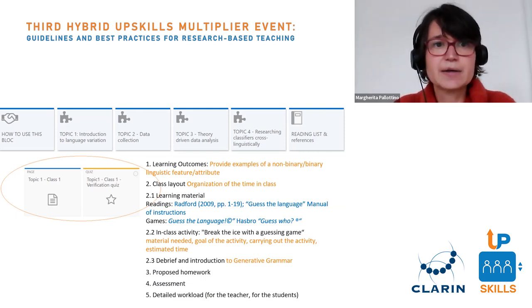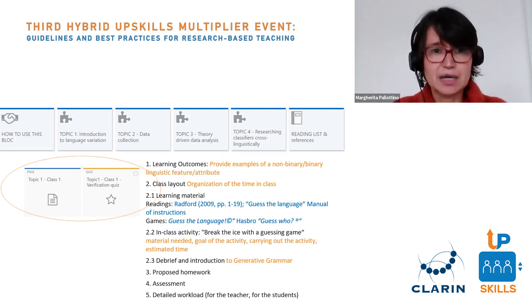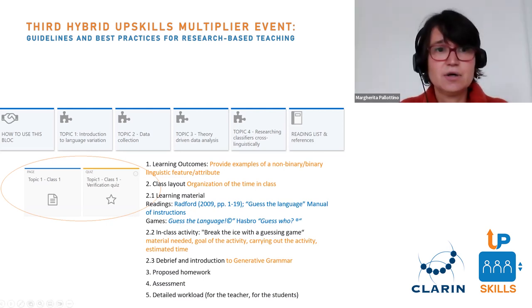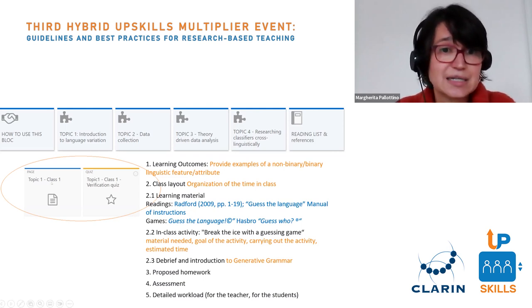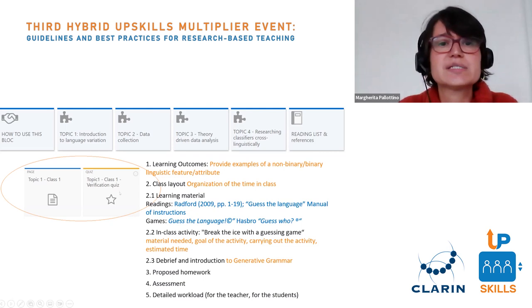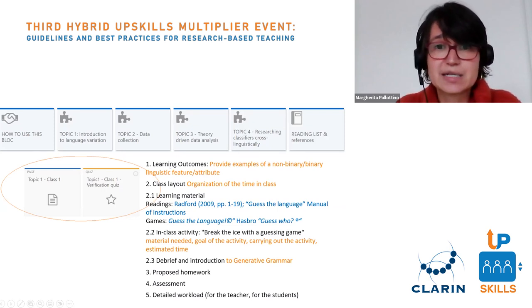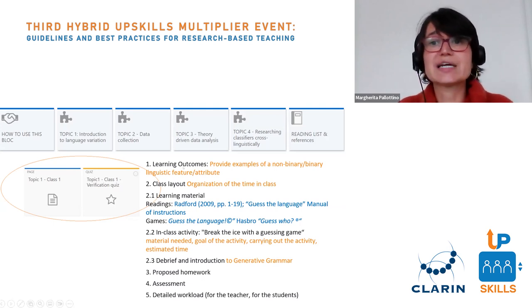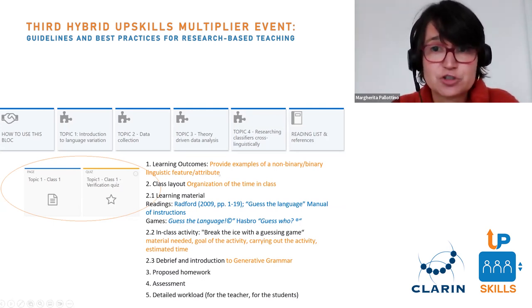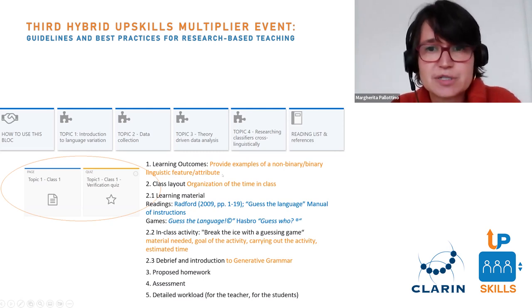Each topic has classes within it, and the classes are always organized in a way that there is an outline for the class, what you can see on the lower tile on the left. So topic one, task class one, for instance, and some quizzes, which will allow the students to revise the concepts that they saw in class. Each class has the same structure. There is a listing of learning outcomes. For instance, in topic one, class one would be learn to provide examples of non-binary, binary linguistic features, also referred to as attributes in the course.